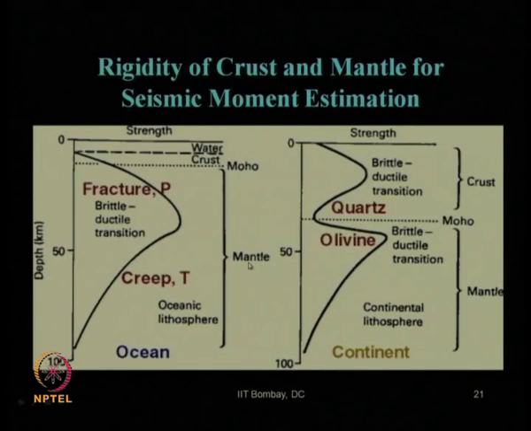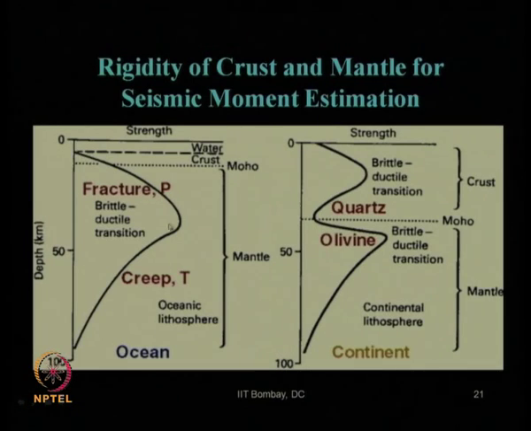Now, what we have estimated about the strength of a rock in the crust level and mantle level. This picture shows the rigidity of the crust and the mantle for that seismic moment estimation, for that mu value, which is already given a number. You can see this is the oceanic crust and this is the continental crust. For oceanic crust, we have a few kilometers of water, then the oceanic crust, then we have the boundary between crust and mantle, which is the Mohorovicic discontinuity.